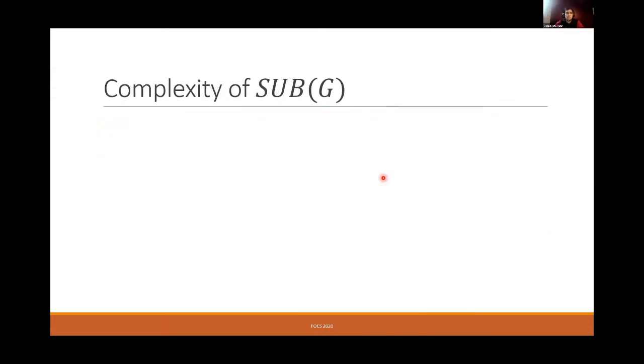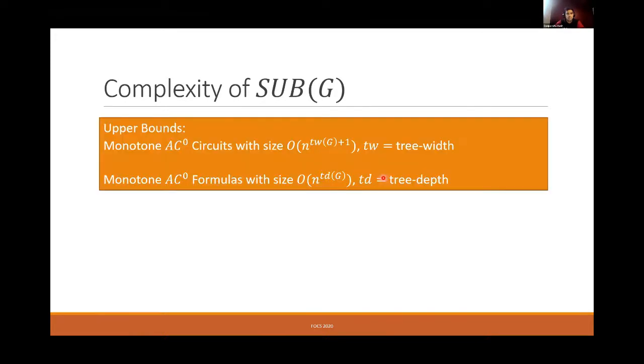But what is known about the complexity of the general problem sub G? Right, so let's talk about the upper bounds first. So you have these circuits of size n to the roughly tree width, which happen to be monotone as well as AC0. And you have formulas of size n to the tree depth solving sub G. I haven't defined tree width and tree depth. We'll see those in a moment.